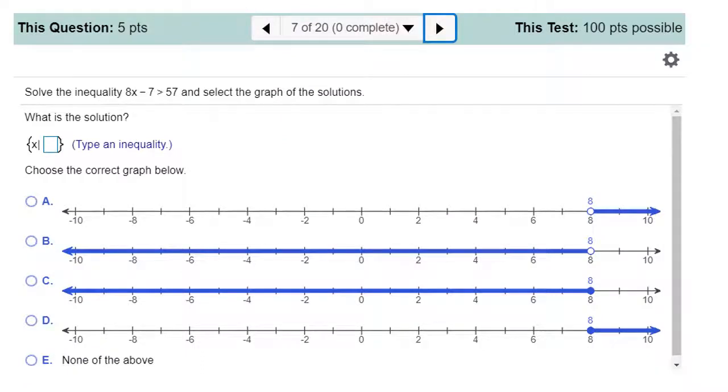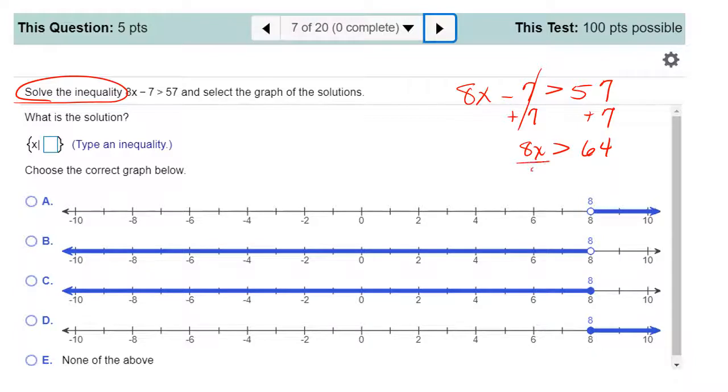On question 7, we have to solve the inequality. So I will take this greater than problem and try to get x by itself. I will solve it using the same techniques as a regular equation. So add 7 to get the x term, and I end up with 64. Divide by 8 to get the x by itself, and x would be greater than 8. Now remember, if there is no line underneath that greater than, then we have to have an open circle, and that would be on the number 8.